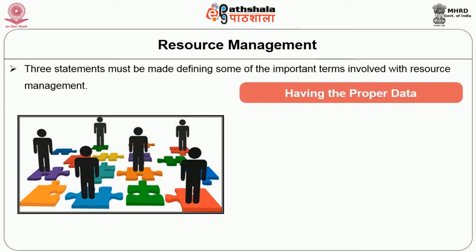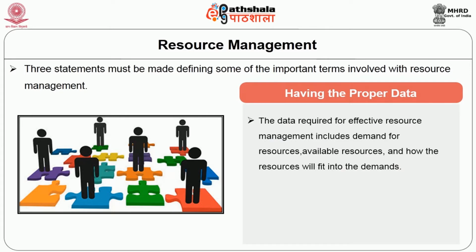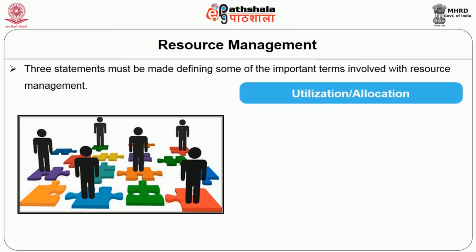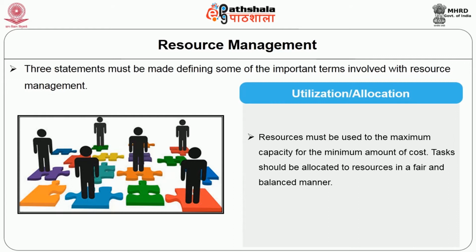The second one is having the proper data. The data required for effective resource management includes demand for resources, availability of resources, and how the resources will fit into the demands. Next will be the utilization and the allocation of resources. Resources must be used to the maximum capacity for the minimum amount of cost. Tasks should be allocated to resources in a fair and balanced manner.